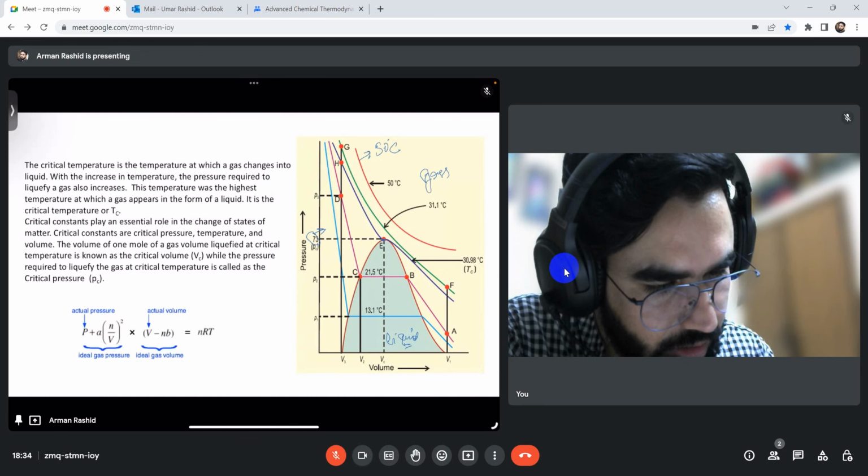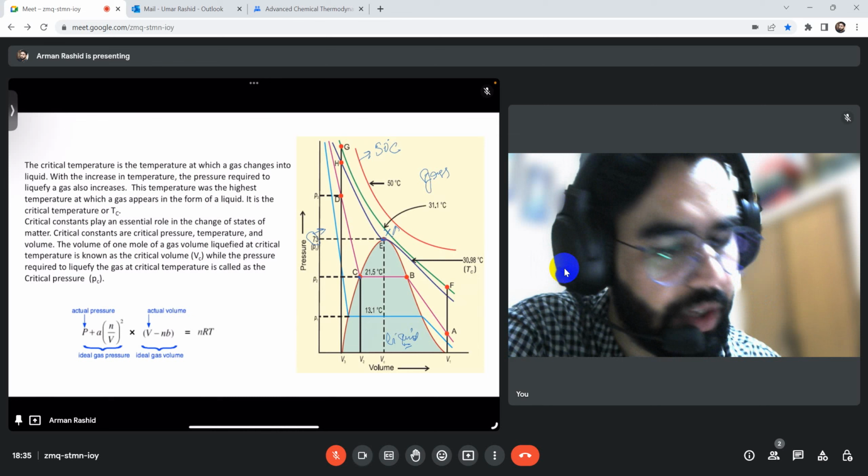Now if we increase the temperature above this, a little bit higher, what we will see is that no matter how much we increase the pressure or decrease the volume, we will not have any liquefaction of the gas.